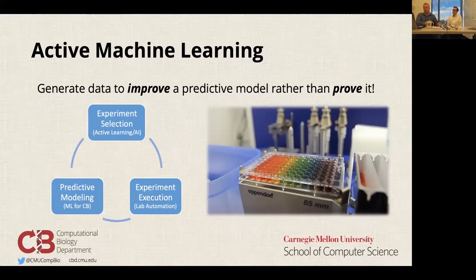And then we teach them about experiment selection, which is where we're using active learning / AI to actually decide what experiments to run next. And so our students are learning about how to generate closed loop experimental systems.